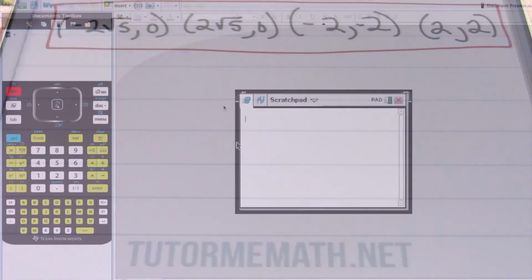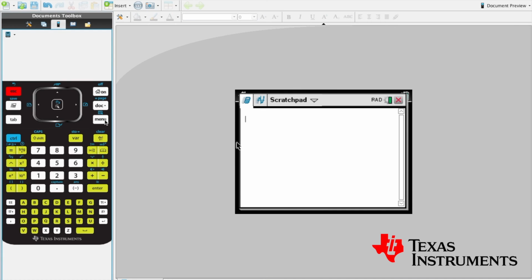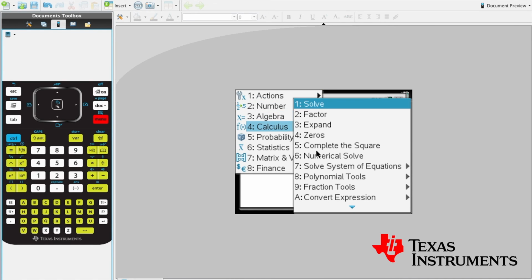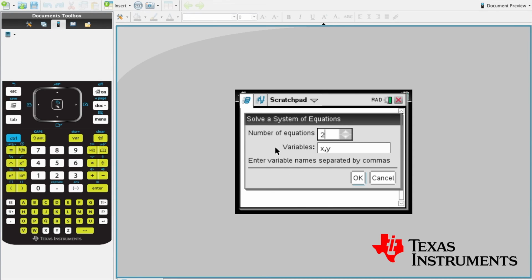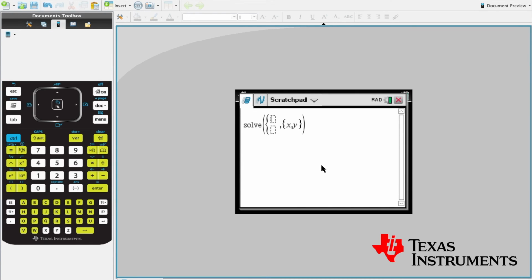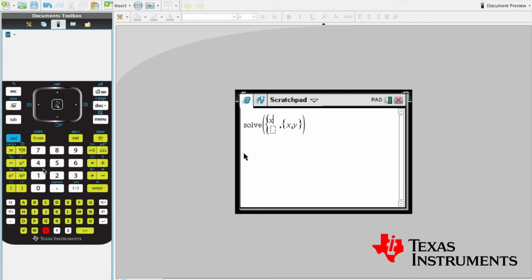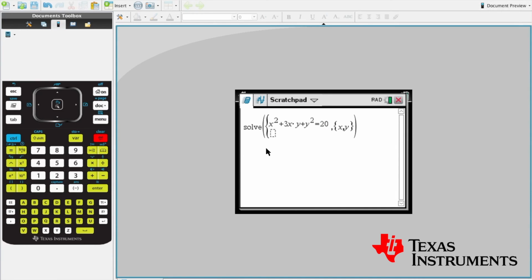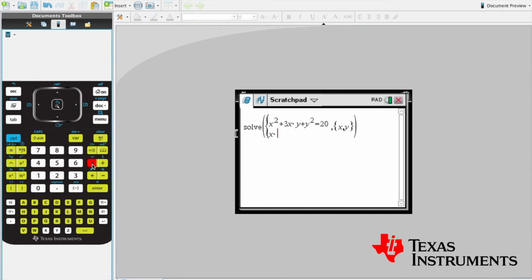Let's check it out. For problem number 5, we'll input our system by clicking Menu, then going to Algebra, then Solve System of Equations. We have 2 equations in variables x and y, so we'll click OK. In our first equation, we'll have x squared plus 3x, put a multiplication symbol between the x and y variables. Then you'll have plus y squared, and this equals 20. So then clicking in the second prompt area, we'll have x, use your multiplication symbol between the variables. This is going to be minus y squared, and this equals 0, and then hit enter.